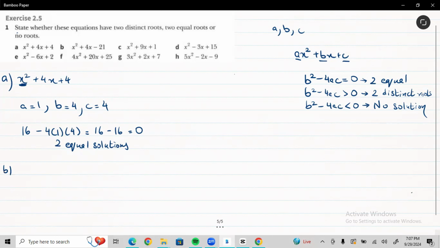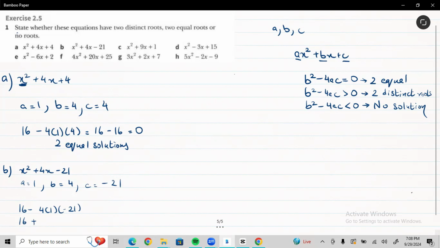For part B, it's really basic. This question 1 is really basic. So let's continue. X squared plus 4x minus 21. We have to solve this. So a is equal to 1, b is equal to positive 4, c is equal to negative 21. So again, we are going to say b squared, which is 16, minus 4 multiplied by 1 multiplied by negative 21. So it's going to give me 16 plus 21 fours.